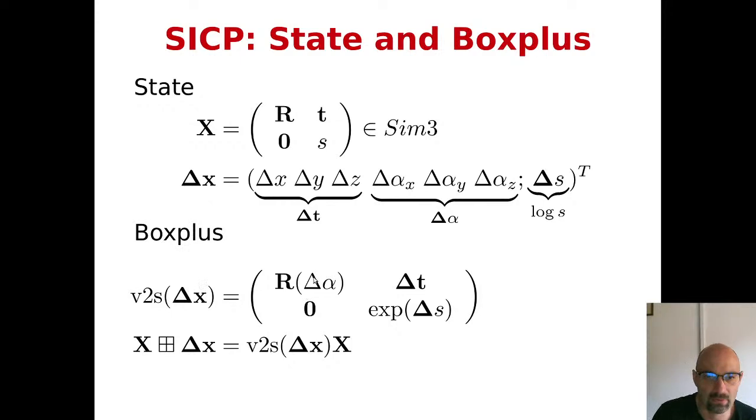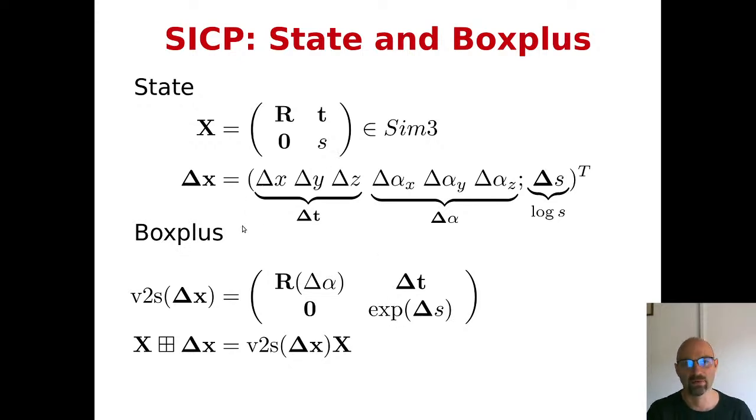V2S of delta X we could straightforwardly define as follows. You take the delta alpha part of the vector and you construct this rotation matrix. You take the translational part and you construct the translation vector. Then you take the scale, which here was just the logarithm of S, and you invert the operation just by applying the exponent.